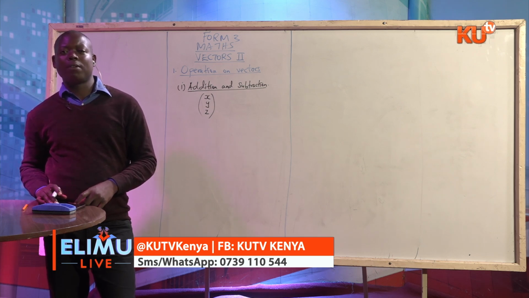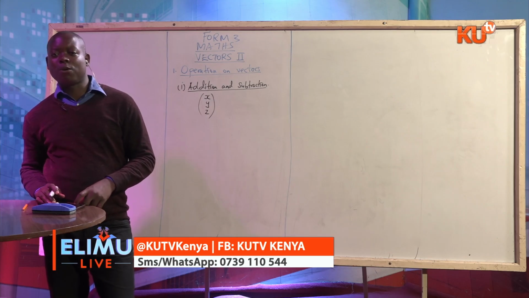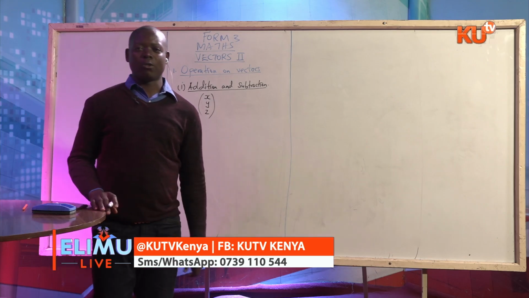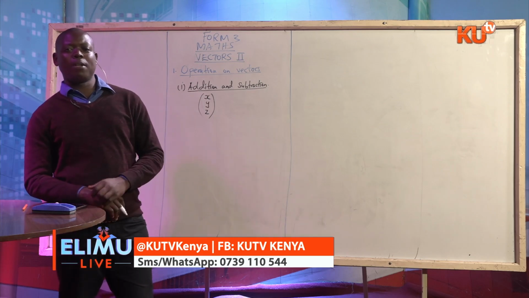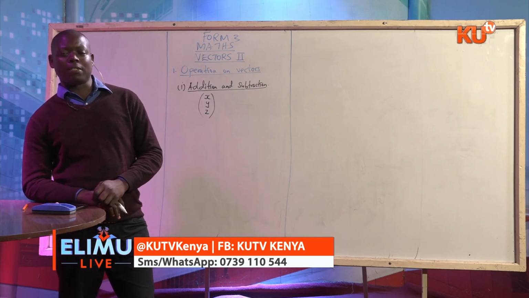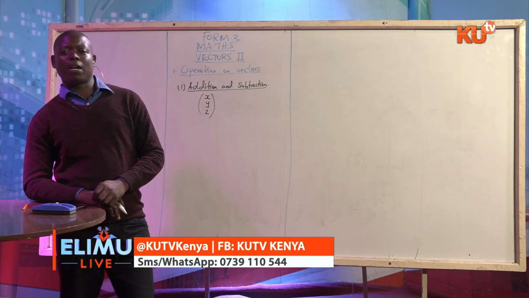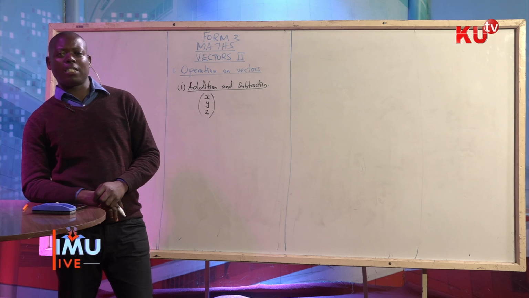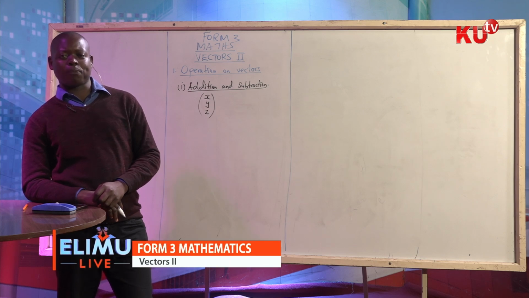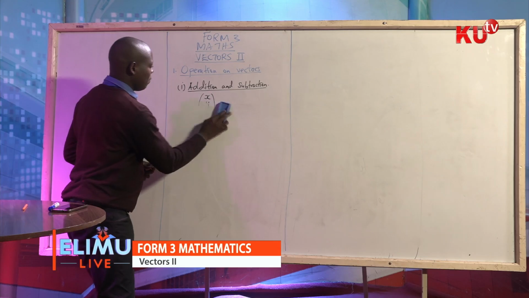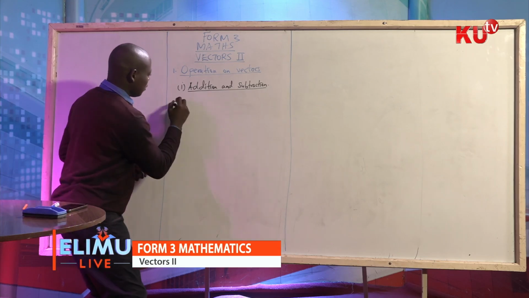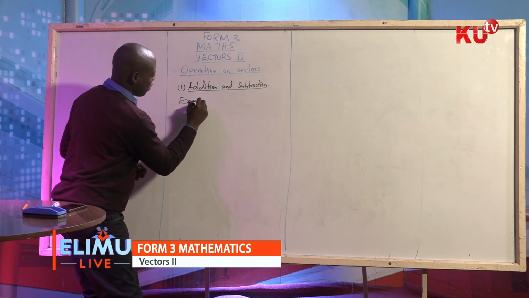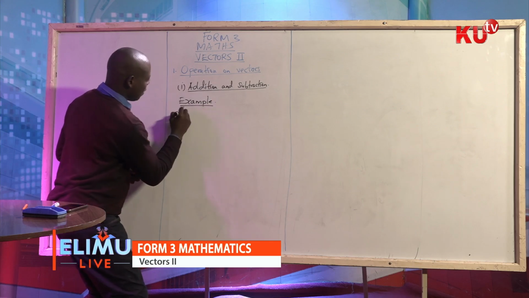Therefore, if we have to work out addition of vectors, students, what do we need to do? In the case where you've been given two vectors, let's say P and Q, and we are required to do addition or subtraction, what will be the procedure? It's very simple. First, identify the component on the x-axis, the component on the y-axis, and the component on the z-axis, and then work them out separately in terms of addition or subtraction.